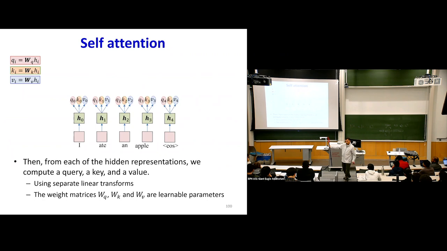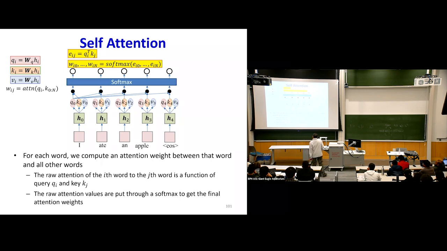And then from every word in the input, I'm going to compute three values, a query, a key, and a value, right? Remember, when earlier on the input side, you were computing keys and values, on the output side, you were computing queries, right? Here, I'm going to be generating queries, keys, and values for every one of the inputs. And so these are generated using three separate linear transforms. And then to generate the updated representation for, say, the first input.